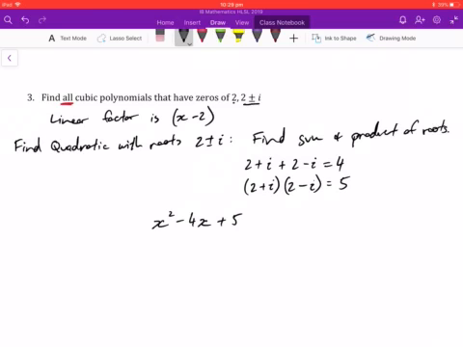You can sort of find out if you wanted to do a bit of an aside, using the quadratic formula: 4 plus or minus the square root of 16 minus 20, over 2. Okay, what's that? Well, it's going to be 4 plus or minus 2i over 2, which is 2 plus or minus i. So we get back to where we started, so that's my quadratic.